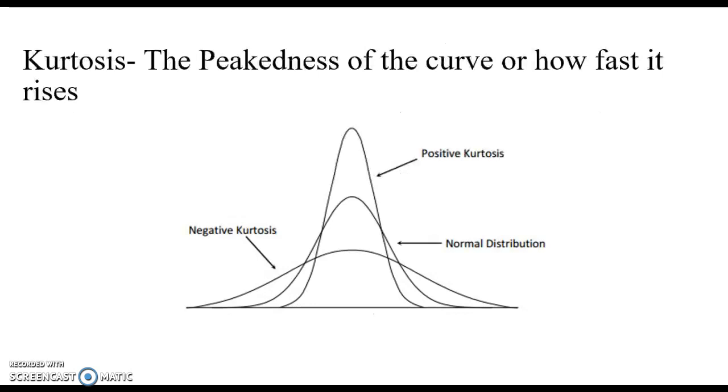And then lastly, you have kurtosis, which is how peaked your curve is. So you can see this one right here is a positive kurtosis. It's a very sharp, narrow peak. And then down here you have a negative or more flat kurtosis, a flat hill. And that is just, again, a way that you can describe your distribution.